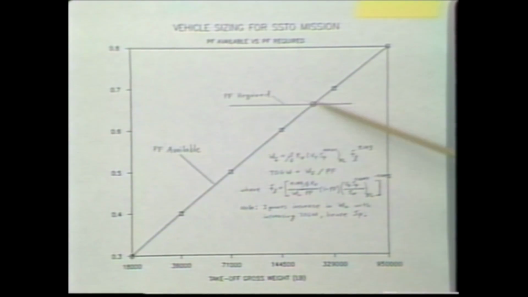This curve can at times also not be flat. It doesn't have to be flat. The vehicle gets bigger, all the aerodynamics, all the propulsion don't necessarily scale uniformly, and so that propellant fraction required curve could have some slope, but I assumed it didn't.